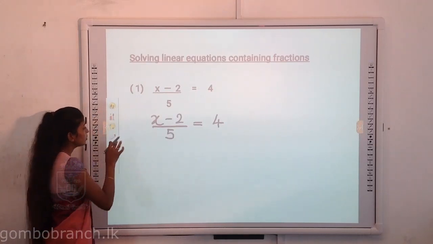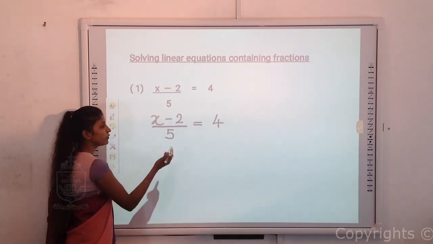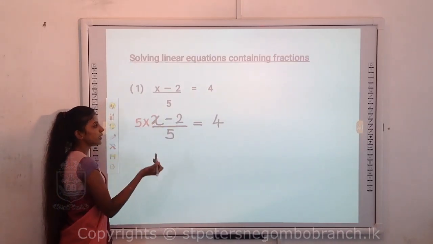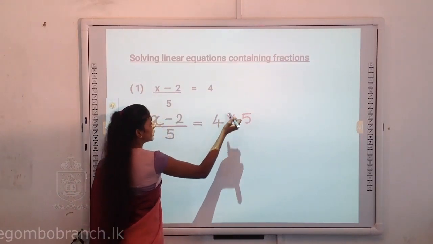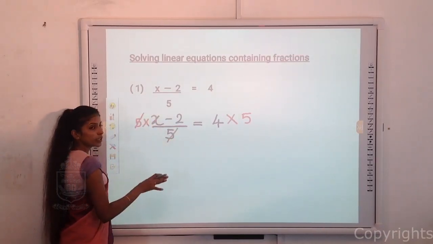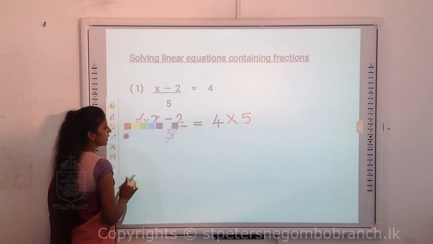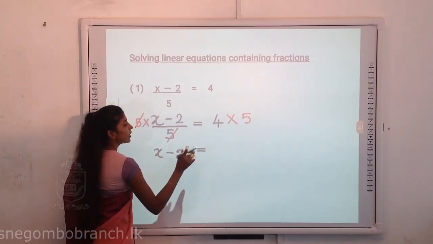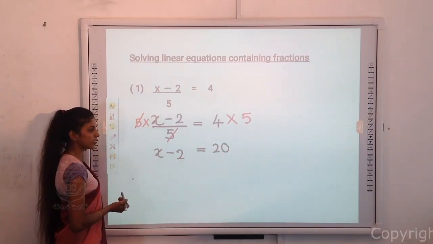So what you have to do? To remove 5 in the denominator. So how can we remove this division? Opposite of division is multiplication. So let's multiply by 5. This side can also be multiplied by 5. So here 5 will cancel. So what is remaining? X minus 2 is remaining. X minus 2 equals 5 times 4. Answer is 20. 5 times 4, answer is 20.